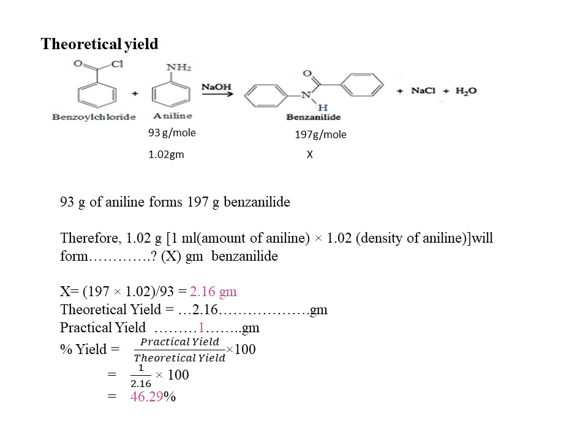Now the practical yield, that is the product obtained by the procedure. After following all these steps in the procedure, we get 1 gram of benzanilide. So the practical yield is 1 gram. Now calculate the percent yield using the formula: practical yield divided by theoretical yield multiplied by 100. Here the practical yield is 1 gram, the theoretical yield is 2.16 gram, multiplied by 100. So the answer is 46.29%. So the percent yield is 46.29%.